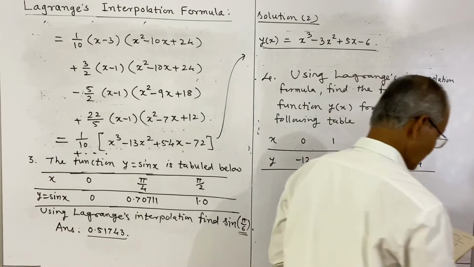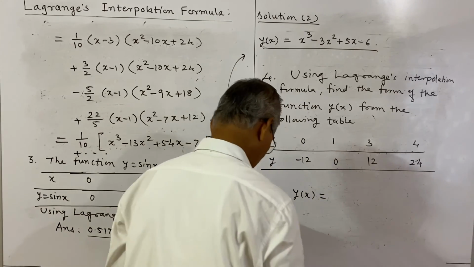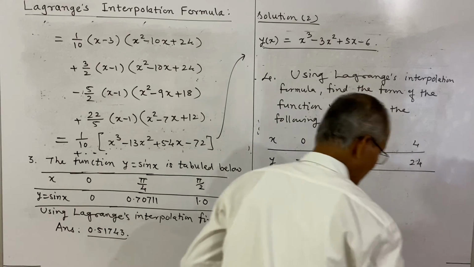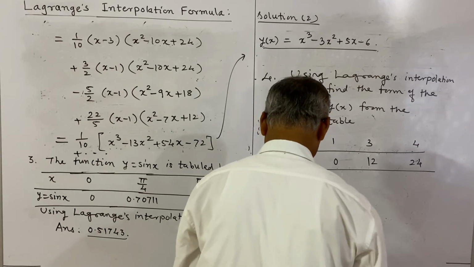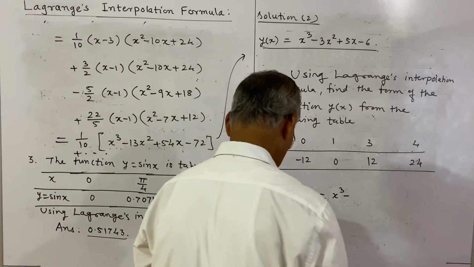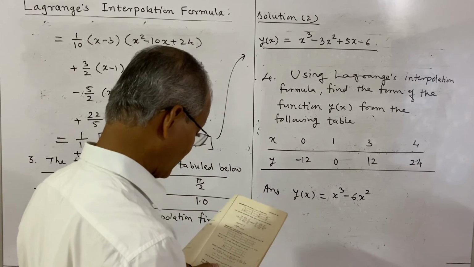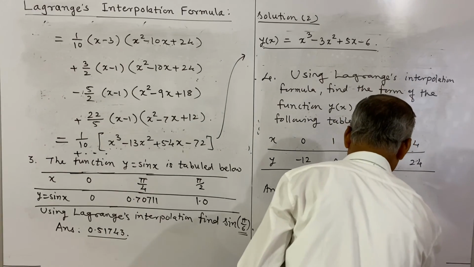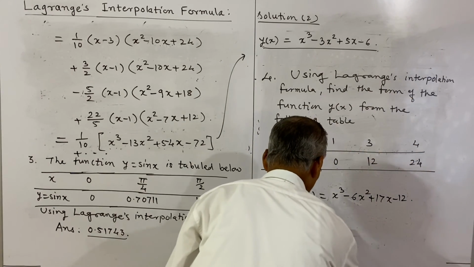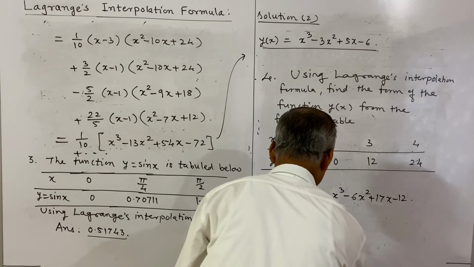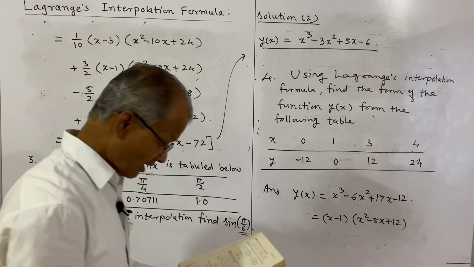And the answer for this is x cube minus 6x square plus 17x minus 12, or they have written in factor form, that is (x minus 1)(x square minus 5x plus 12). You check these are the same. So this is the answer.